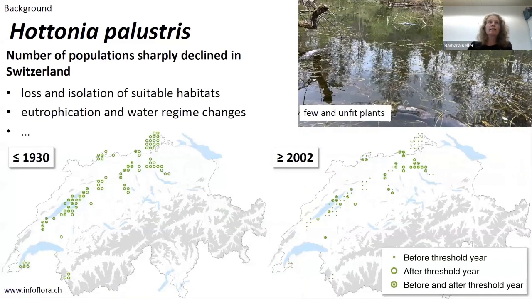In Switzerland, the species has sharply declined from 1930 till today, mostly due to the loss of habitats and isolation of suitable habitats. As you know, eutrophication and water regime changes have destroyed many aquatic habitats. In many populations, we have few and very unfit plants left, as you can see in the picture. They're the very poor Hottonias floating around.